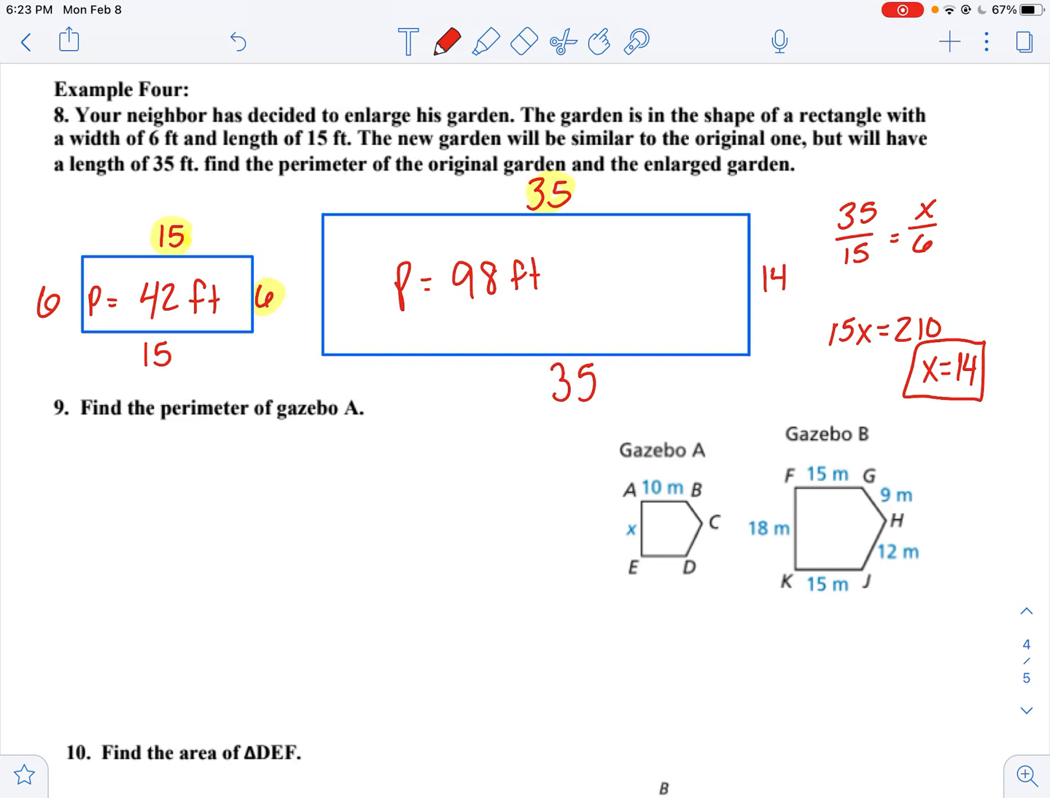Another way you can find the perimeter is if you find the perimeter of one figure. So I could say 15 plus 9 is 24, plus 12 is 36, plus 15 is 51. So it's 69 meters is a perimeter. And our perimeters are going to be proportional just like the side lengths are. So 15 over 10, you could do the same thing there, 69 meters over x.